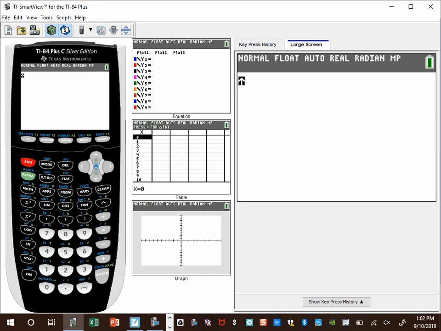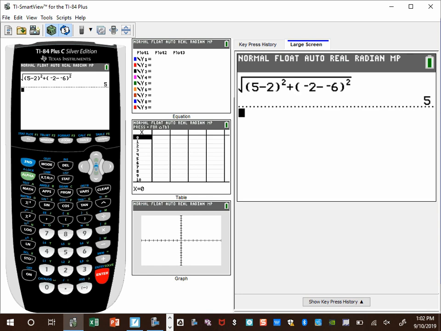We're going to type second square root, parentheses, and I have 5 minus 2 squared plus parentheses negative 2 minus, was it negative 6? Yeah. Negative 6 squared. Okay, then we're going to hit enter. We should get positive 5.